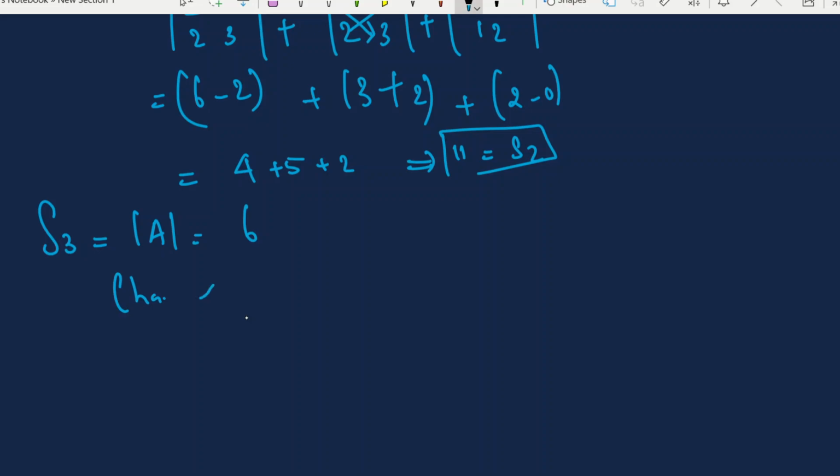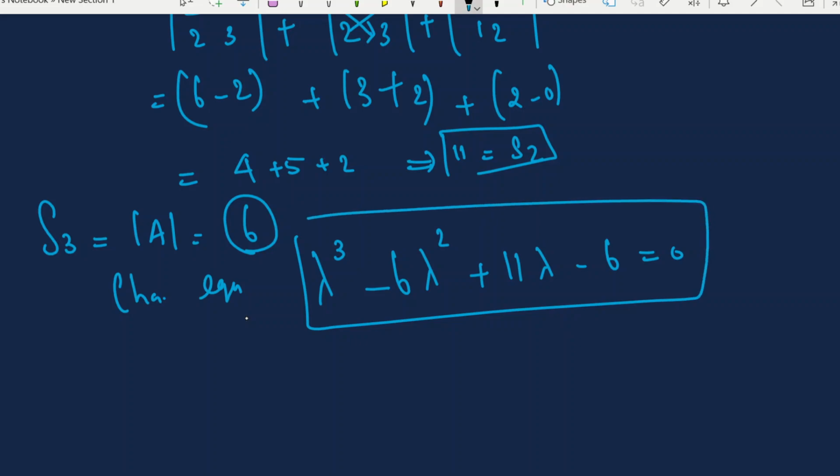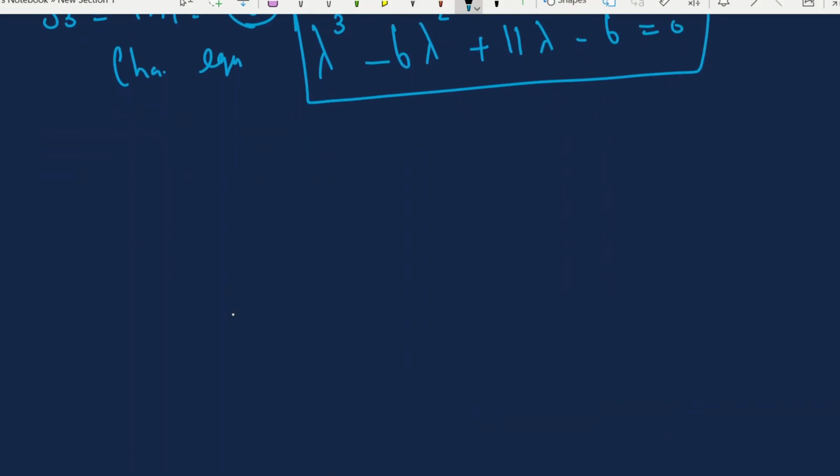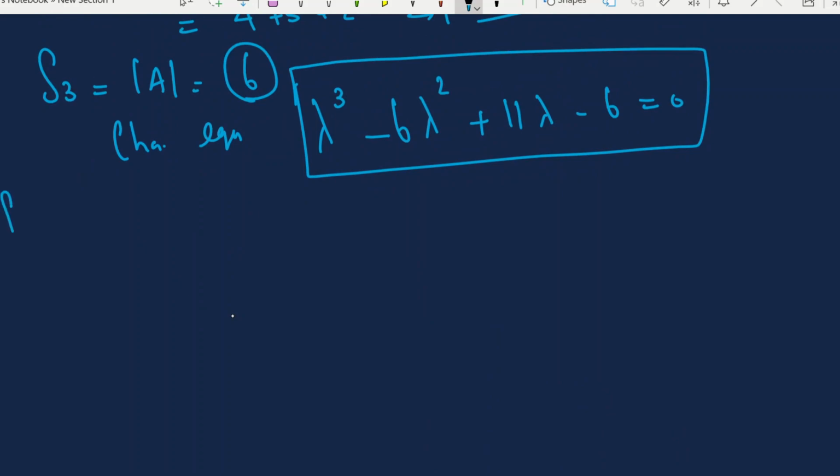Now the characteristic equation is, I hope all of you know how to calculate the determinant value, so substitute our S1, S2, S3 values in the general form. Lambda cube minus 6 lambda square plus 11 lambda minus 6 equals 0. This is our characteristic equation. Now we have to solve this equation to find the values of lambda, which will come under step 2 to find the eigenvalues and eigenvectors.